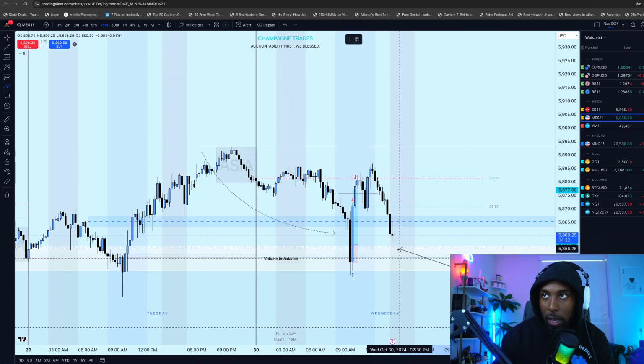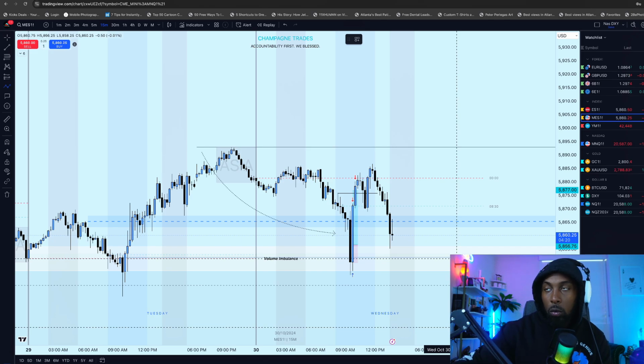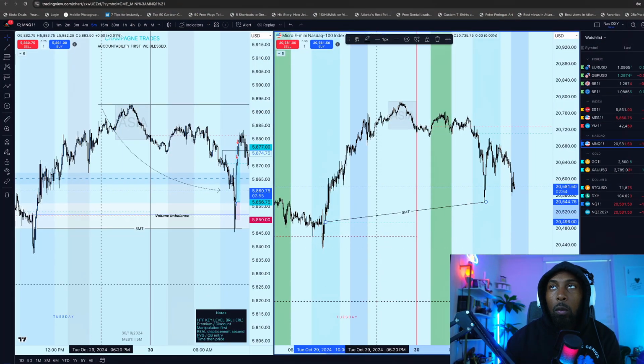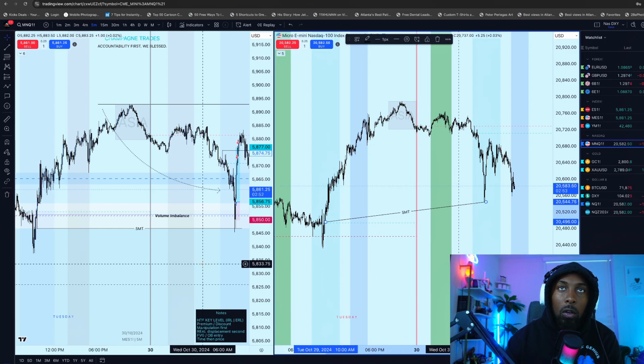And then also we had SMT with Nas. Let me see if I can pull it up real quick, because SMT is really a cheat code. All right, y'all. So the SMT that we had was on yesterday's 10 a.m. candle. You can see it here. You can go look in your own charts for it.